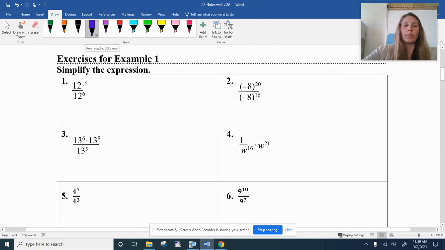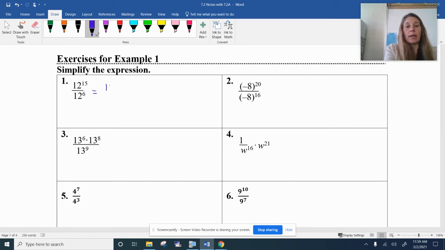So just doing some examples, working on this subtraction. So here both bases are the same, which has to be true. So if you ever have different bases, you can't do this subtraction. This only works when the bases are the same. So 15 minus 6 leaves you with 9, and the answer will go on the top because 15 was greater than 6. So the more of them were on the top. And so then I can just leave my answer as 12 to the 9. Now, if you do that on your calculator, it's going to be a very large number. So I'm just going to leave it in the exponent form.